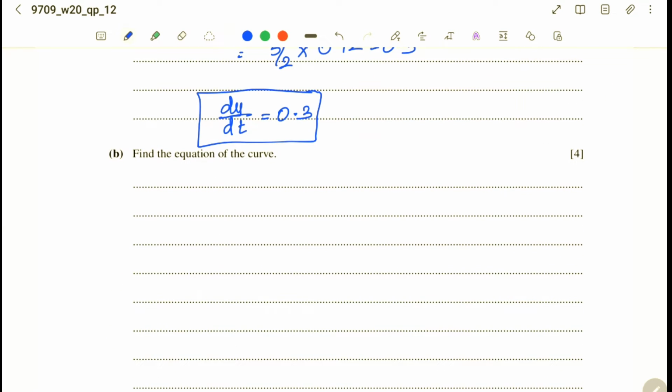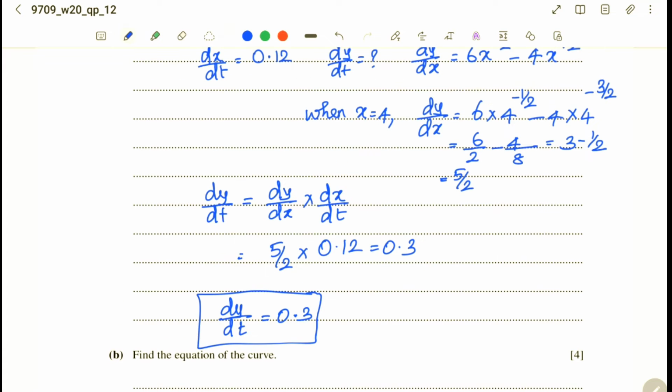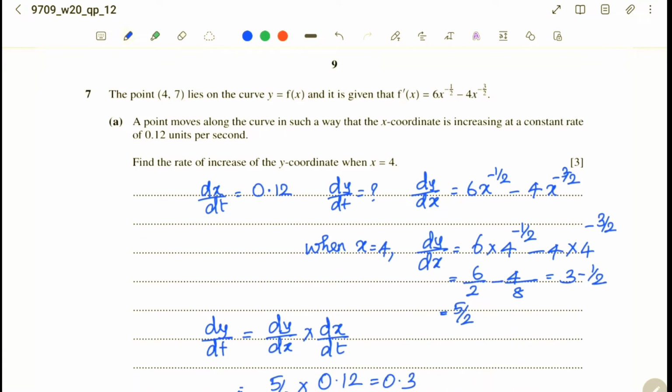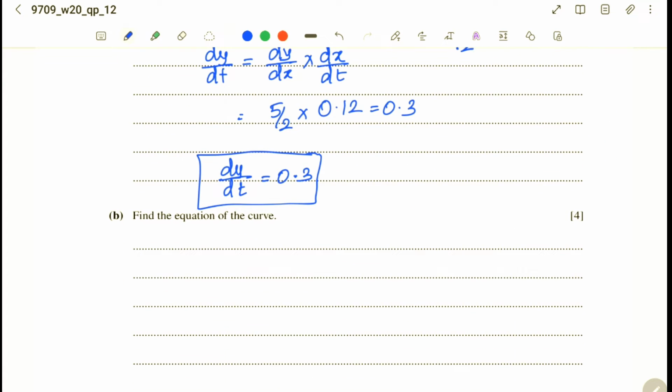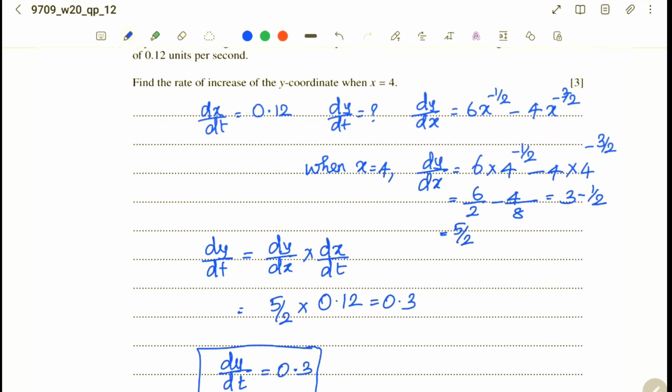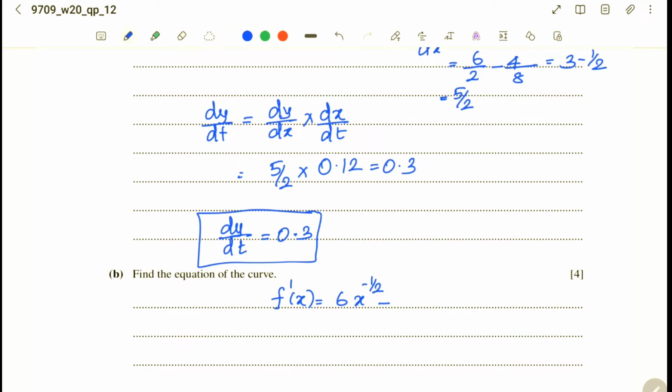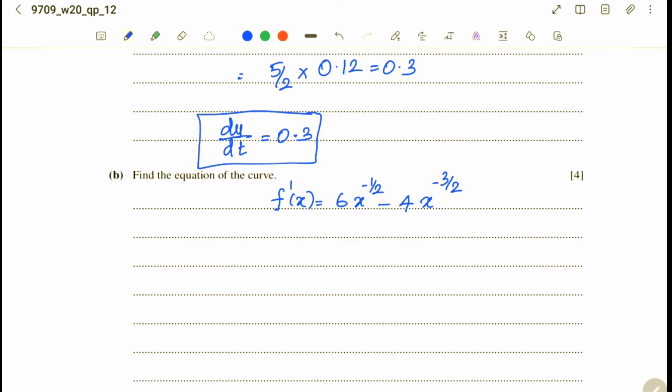Find the equation of the curve. To find the equation of the curve, we need to integrate the f dash of x function. f dash of x is equal to 6x power minus 1/2 minus 4x power minus 3/2. Integrating this, we get f of x equal to the integral of 6x power minus 1/2 minus 4x power minus 3/2 dx.